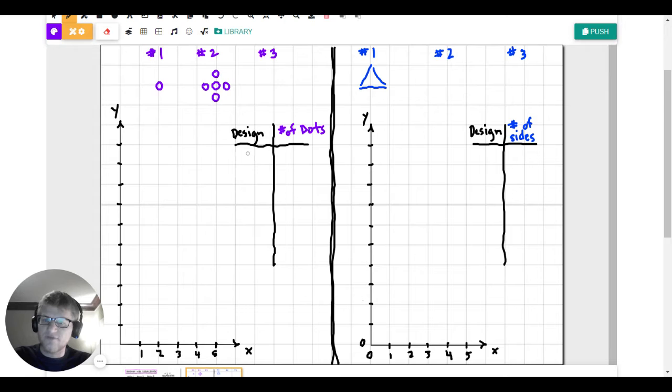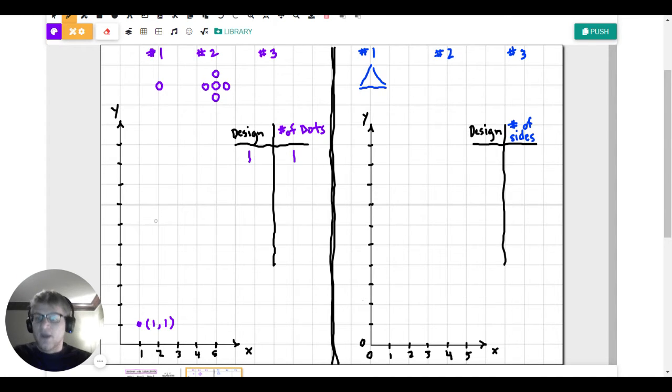Now this isn't so different from the example we did before, but essentially what you see is that in the first one, we would fill this out and say that we have 1, 1, right? Design 1 has 1 dot. So we'd come over here and put a point right there. That's our 1, 1. So we might even label it. This is 1 for X and 1 for Y. It's design 1 and it has 1 dot.